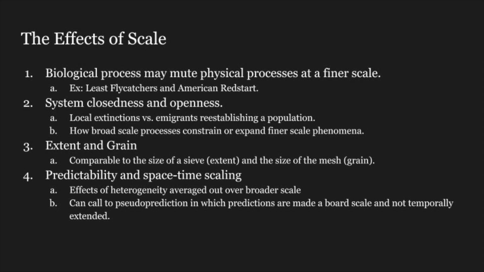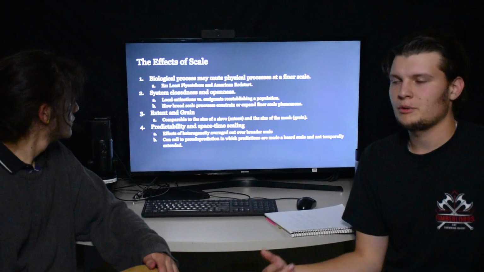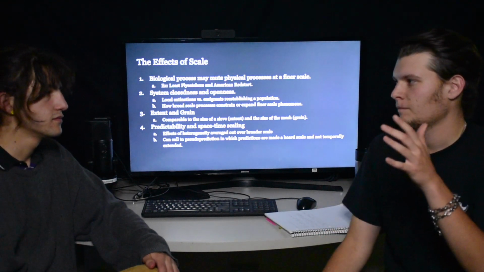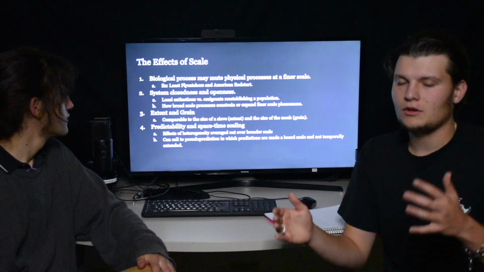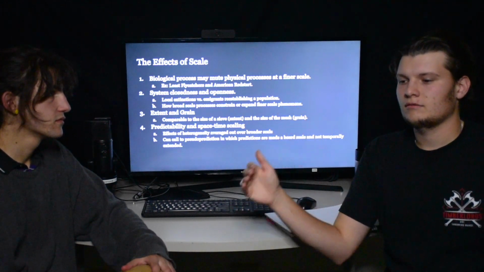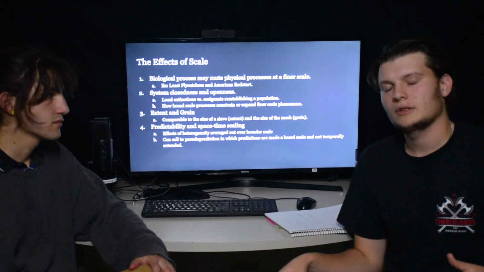System closedness and openness depends on whether you're looking at a fine scale, where the system isn't as open to other processes, like emigration. At a fine scale, there can be a local extinction, like there are none of those individuals there. But if you zoom out and look at it from a coarser scale, the extent to which we're looking at a process, then you can see that individuals are emigrating from other populations and this is just a sink population. You may think that at the fine scale they went extinct, but actually, zoom out, they're emigrating into this sink population.